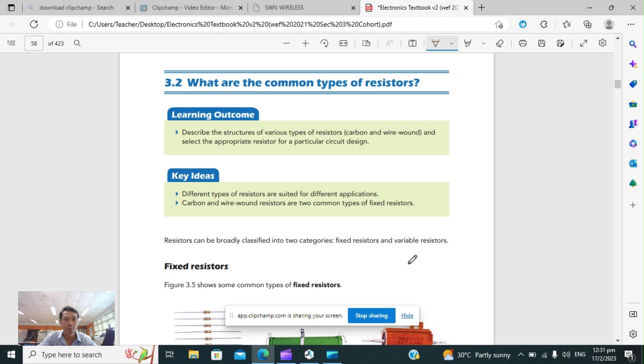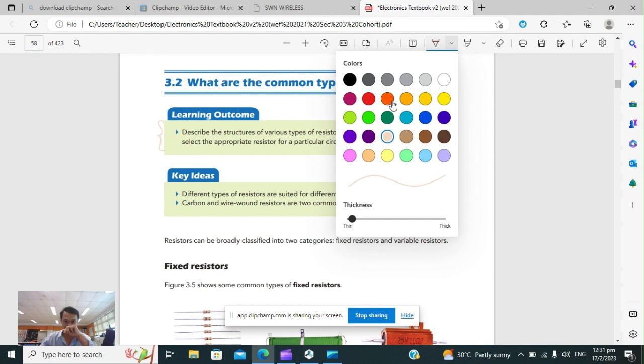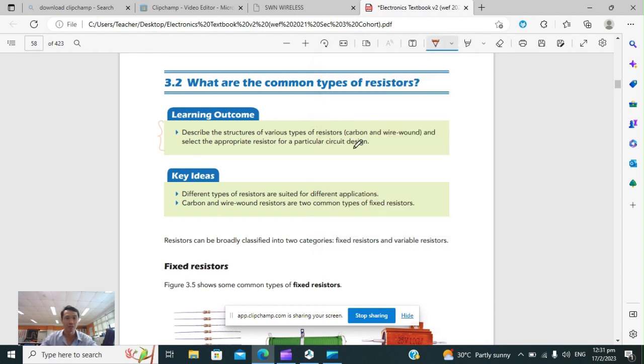Okay, so next part, we go on to section 3.2. What are the common types of resistors? So this is what you must learn. This is the learning outcome. Very important. By the end of this short video, you should be able to describe all the different kinds of resistors. Basically, we are looking at two, the carbon resistors and wire wound resistors.